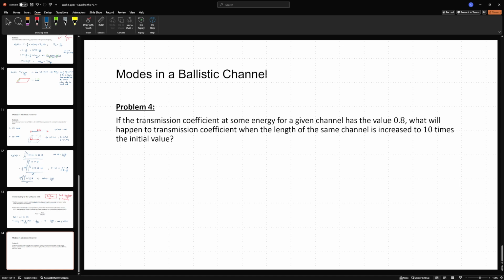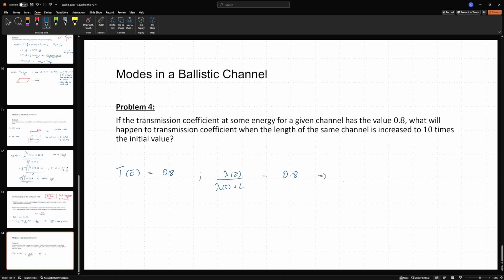So this is, I think, the last numerical for today. Let us say for some energy, the transmission coefficient T of E is given to be 0.8. Now, the question that is asked is, what will happen to the transmission coefficient when the length of the same channel is increased to 10 times the initial value? So what does this tell me? This tells me lambda of E divided by lambda of E plus L is equal to 0.8.